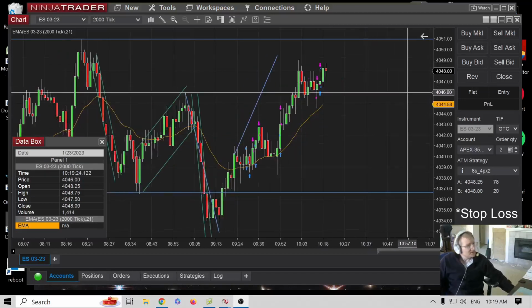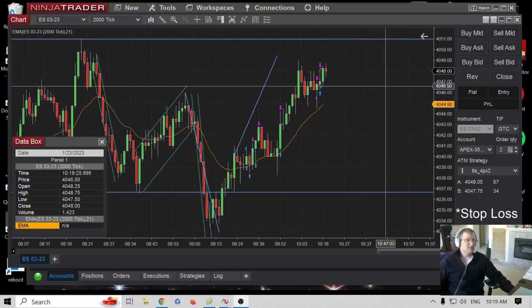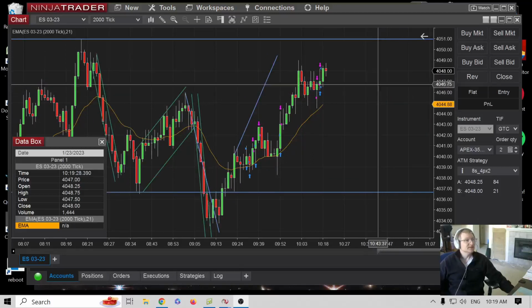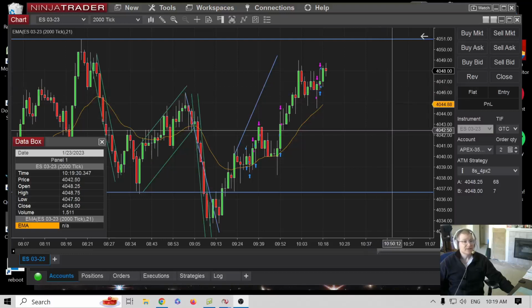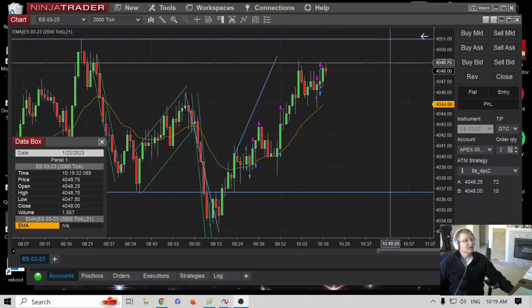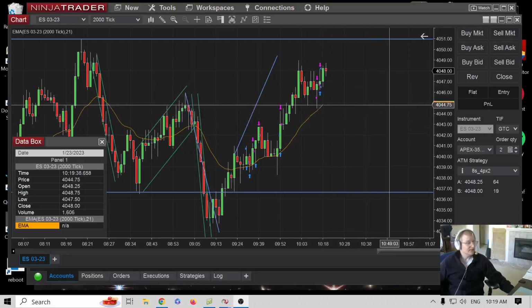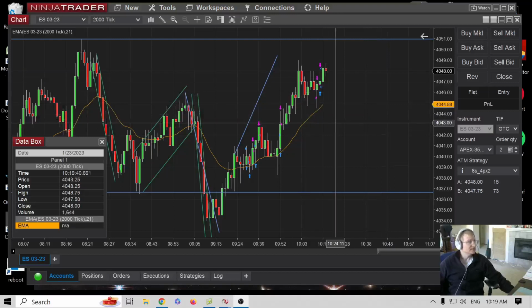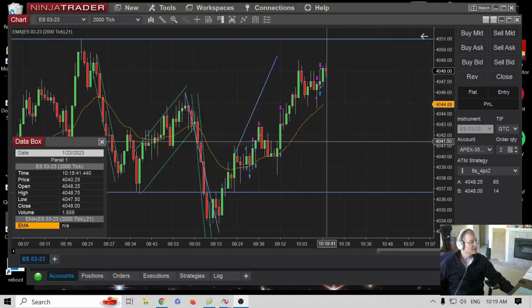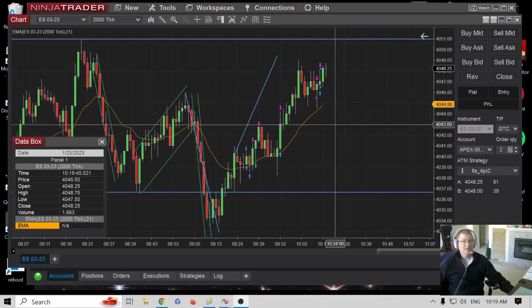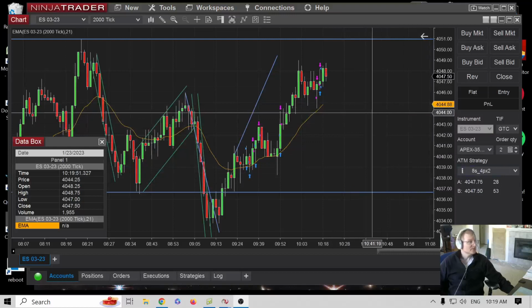So I've got a choice now. I can try to get back to even or a little bit green, or I can call it a day. It's unfortunate. I had three green trades and one red, and that one red killed it. So that is the downside of running this kind of risk reward ratio.